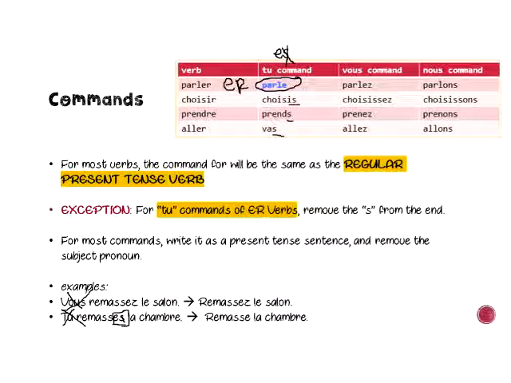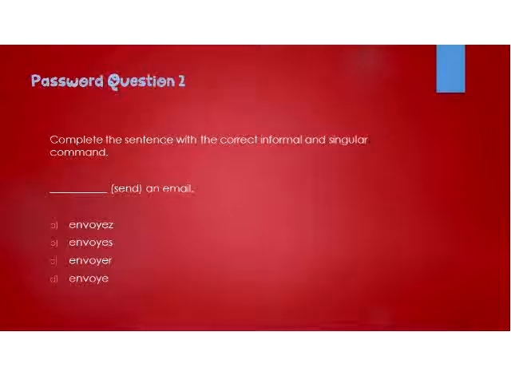When you're talking, there's no change to the pronunciation whether or not that S is there. This is strictly in writing them out, which matters. So let's try that with a command here. I want the informal singular command for the verb send.